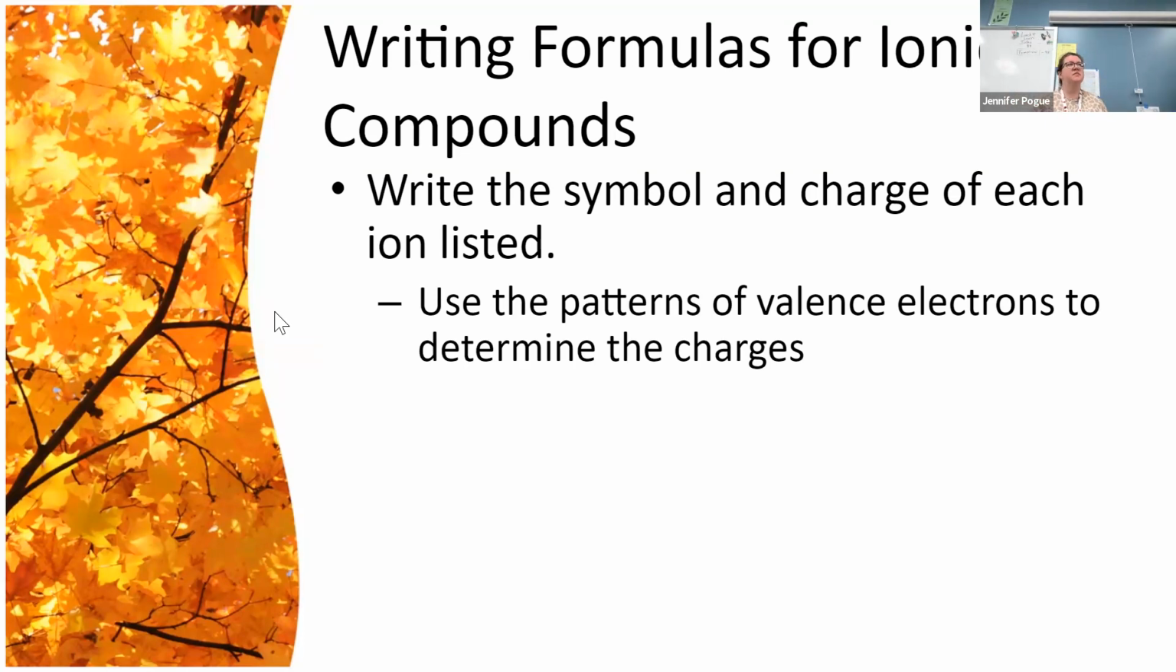We're going to use the pattern from the periodic table of valence electrons to figure out what the charge is. So if I look at the periodic table, group 1, the alkali metals, all have how many valence electrons? 1. So it is a metal. It can give away 1 electron. So all of the alkali metals will have a charge of +1 when they bond. Does that make sense? They'll give away 1 electron.